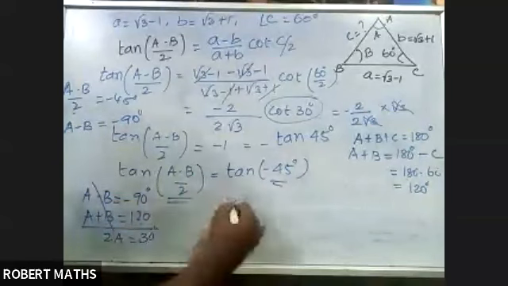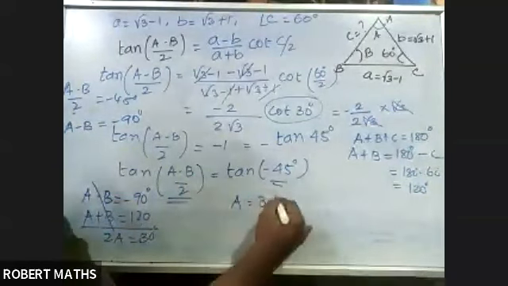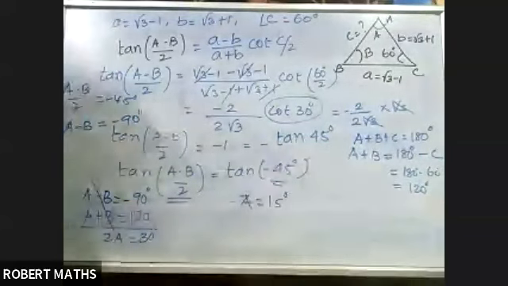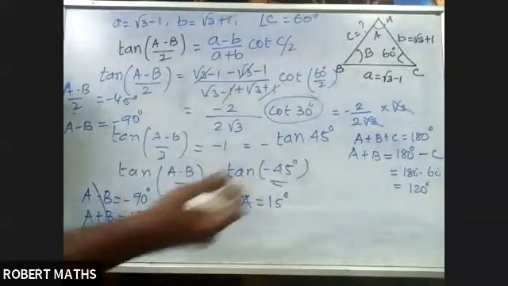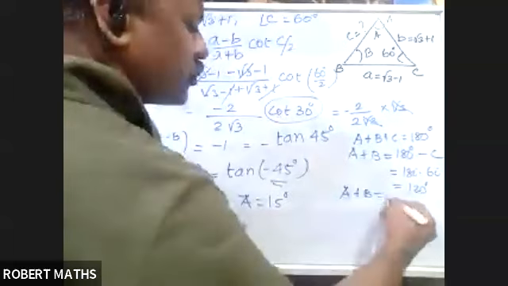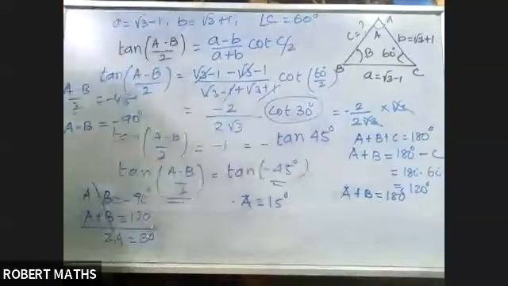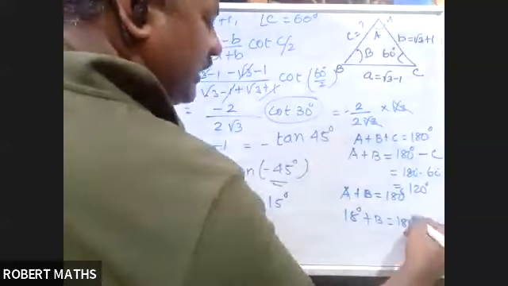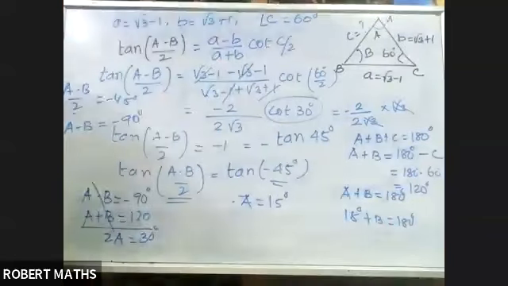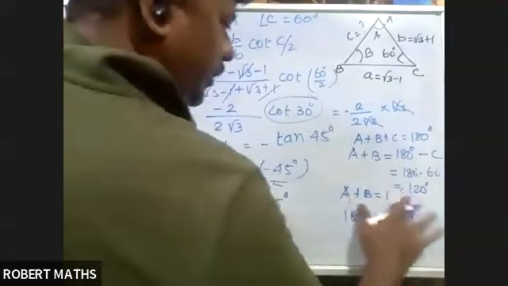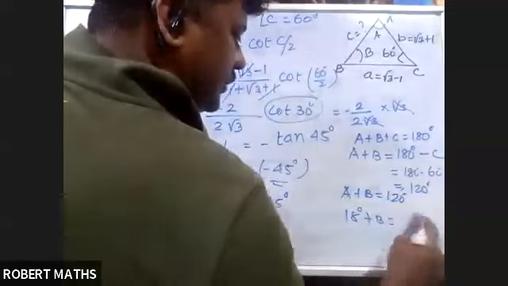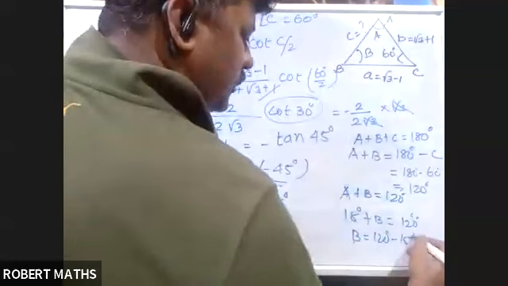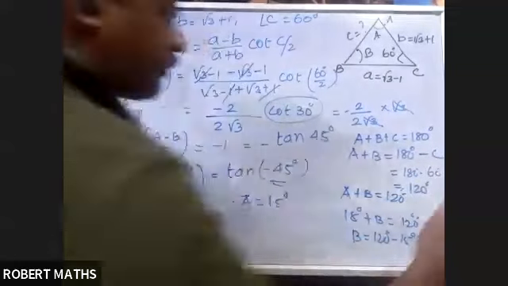Now if you look at the value of A, 2A is 30, so A is half of this, which is equal to 15 degree. Once we find A, B is easy to find, because we have A plus B is equal to 180 degree minus 60. Therefore your A is 15 degree, plus B equals to 120 degree. So B is equal to 120 degree minus 15 degree, which is equal to 105 degree.